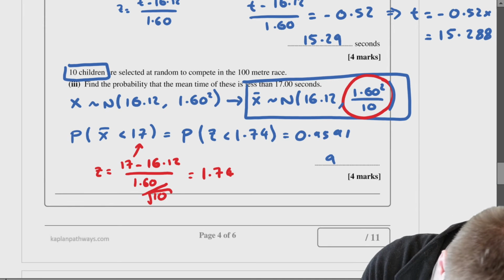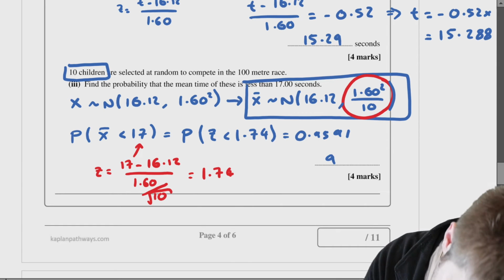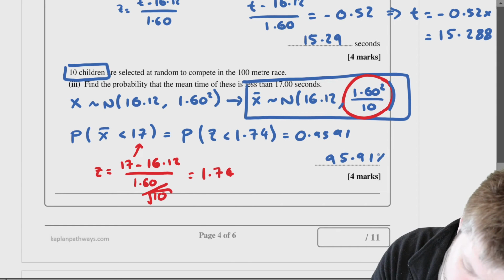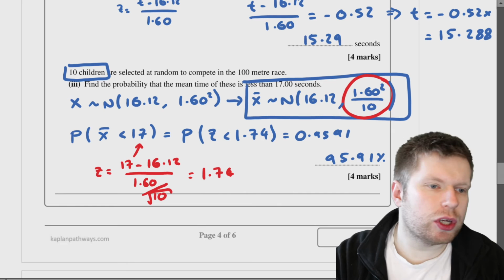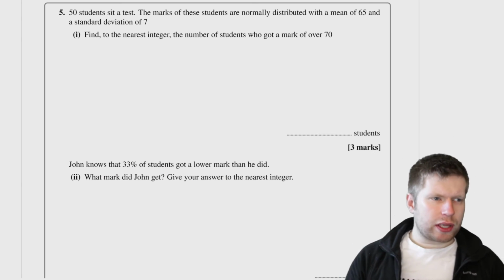So in other words, the probability that the mean time of these 10 children is less than 17 seconds is 95.91%. So pretty much everybody should have a mean time of less than 17 seconds. Okay, so let's move on to question 5.